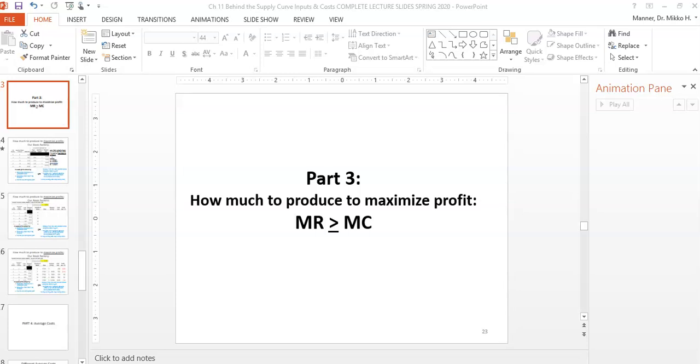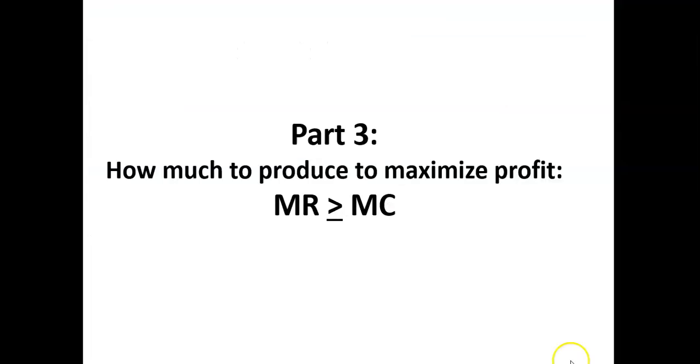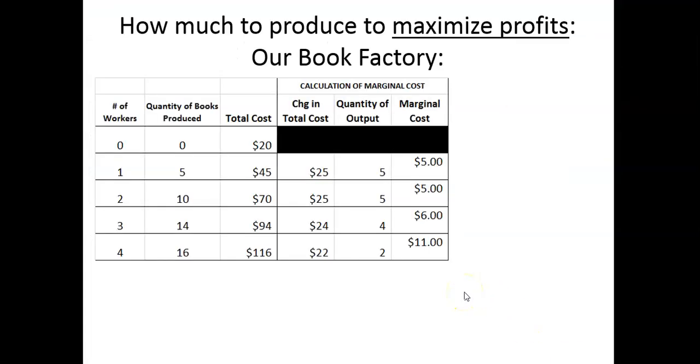Because the only way to know how much to produce is to compare something very specific about the revenues and the costs. And bottom line, it's going to be this statement right here that we talked about already in chapter 9. Keep producing as long as marginal revenue is greater than or equal to marginal cost. All right. So let's get into it.